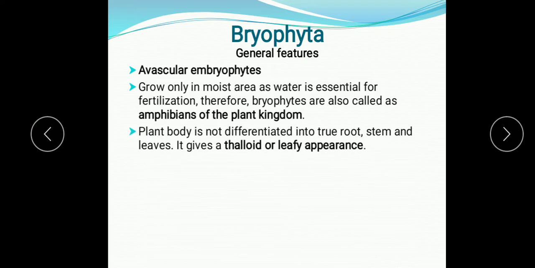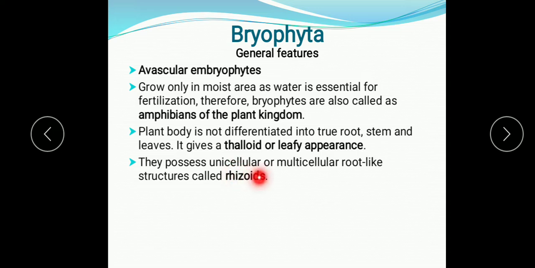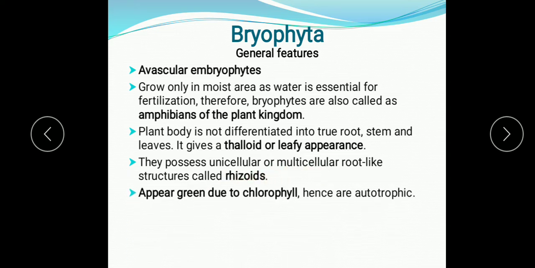The plant body is not differentiated into true root, stem and leaves. No true root, stem or leaves here. They give a thalloid or leafy appearance. So leaf-like structures are there, not the true leaves. They possess unicellular or multicellular root-like structures. These root-like structures are known as the rhizoids. And these bryophytes appear green due to the presence of chlorophyll, hence they are autotrophic, as they are part of the plant kingdom.